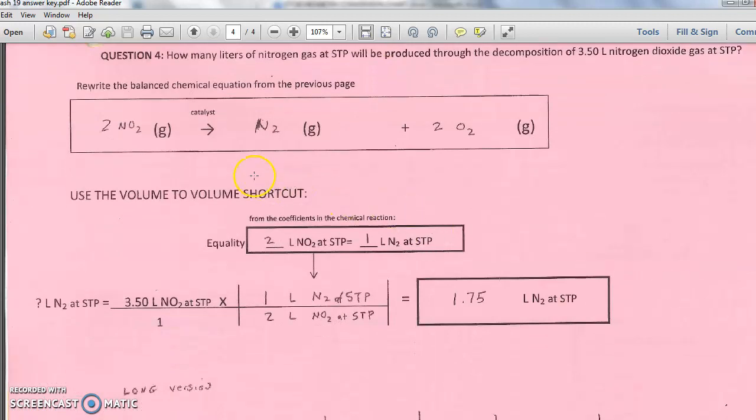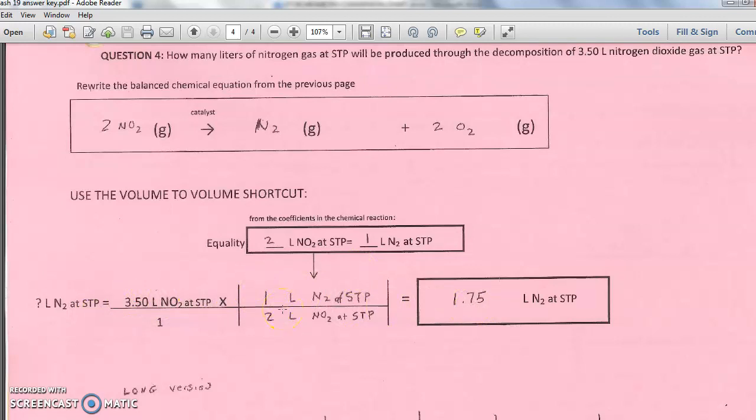Our chemical equation: 2 moles of nitrogen dioxide will produce 1 mole of nitrogen. So it's 2 to 1. The 2 of the thing we're given, the nitrogen dioxide, goes on the bottom, liters of nitrogen dioxide. The one we're trying to find, the question is liters of nitrogen. That goes on top, coefficient. So we have 3.5 times 1 divided by 2. That's 1.75. That's doing it in the shortcut.